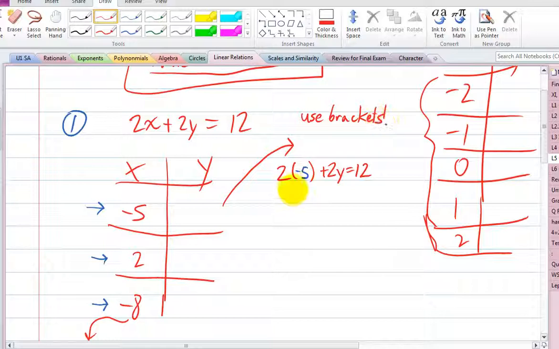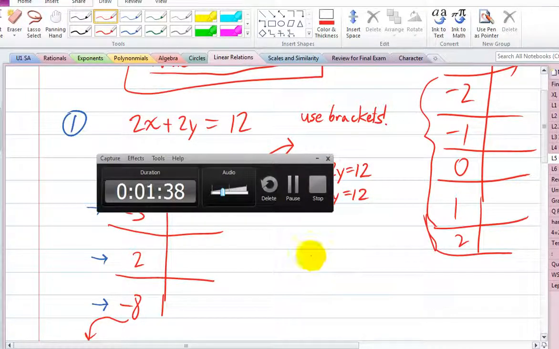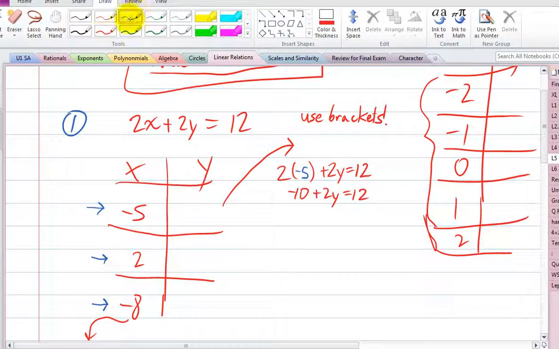So 2 times -5 is -10, plus 2y equals 12. Solve for y. Go for it. Here you saw -10, so we add 10 to both sides. Just going to show lots of work. And we get 2y equals 22. Then we divide by 2 on both sides to keep it equal, and we get y equals 11. So that is our answer for y, 11.